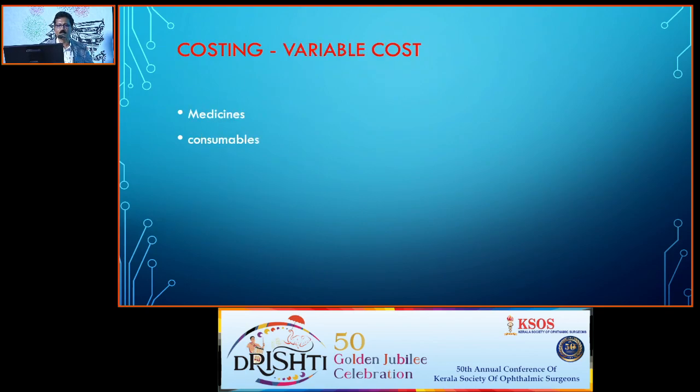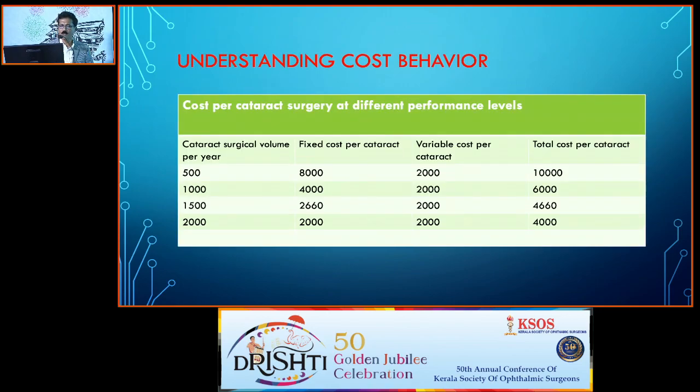Whereas the variable cost, of course, will depend on the number of surgeries you do. That is the IOLs and medicines and consumables that you use. That is going to vary depending on the number of surgeries that you do. So there is one small table which will show you how your cost and your profit will change depending on the number of surgeries that you do.